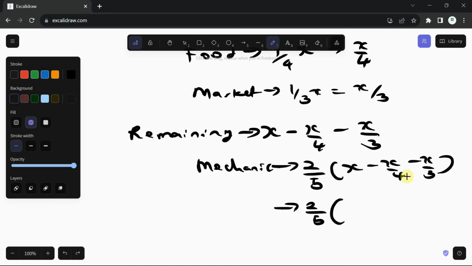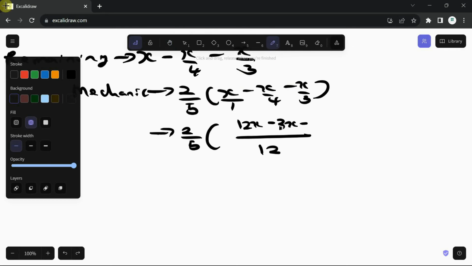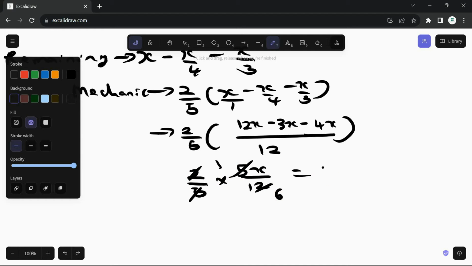So this would be 2/5 in brackets. Let's find the LCM. The LCM of 4 and 3 is actually 12. So 12 divided by 1 is 12, 12 times x is 12x. Minus 12 divided by 4 is 3, 3 times x is 3x. Minus 12 divided by 3 is 4, 4 times x is 4x. Alright, so let me simplify it. This will be 2/5 times 12 minus 3 is 9, 9 minus 4 is 5. So that will be 5x all over 12. 5 will cancel 5, and 2 over 12 becomes 1 over 6. So that means on the mechanic she spent x over 6.